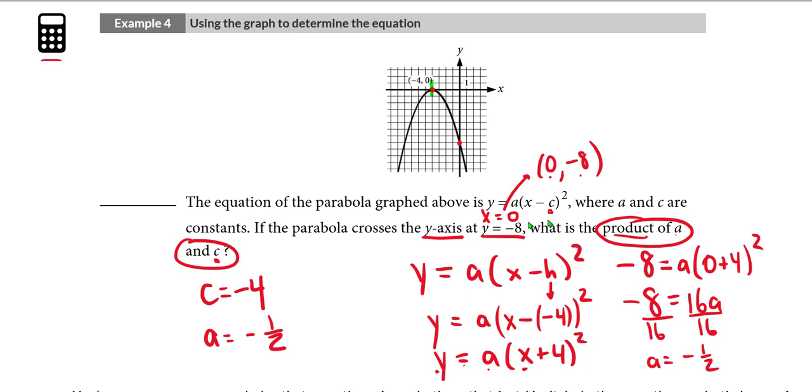What were they asking us for? The product of those two things. The product of negative 4 and negative 1/2. Let me put a multiplication. Negative 4 times negative 1/2, of course, is positive 2. That should be the product of a and c. So that is how we would go about constructing an equation for a parabola that touches the x-axis and figuring out what a couple of those constants involved in the equation are.